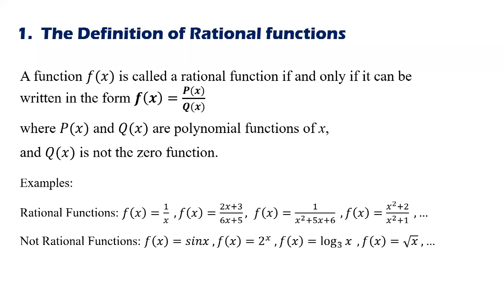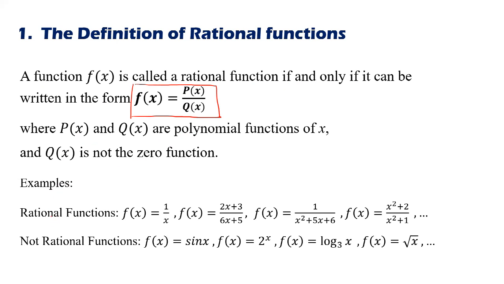All right, first of all, the definition of rational functions. I'll read the concept here for you. A function f(x) is called a rational function if and only if it can be written in the form f(x) equals p(x) over q(x), where p(x) and q(x) are both polynomial functions of x. And of course, q(x) is not the zero function because zero cannot be a denominator in the real number set, right?